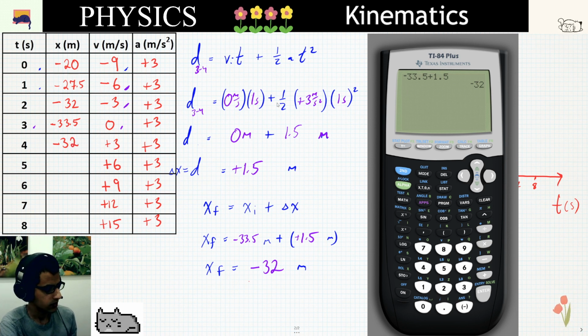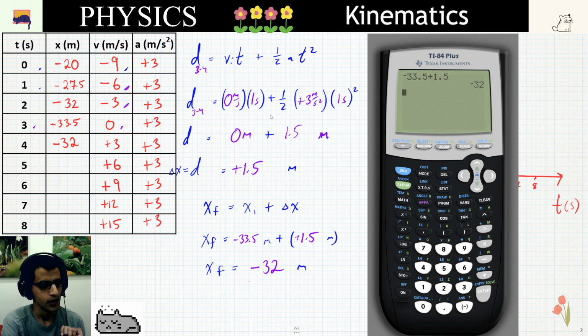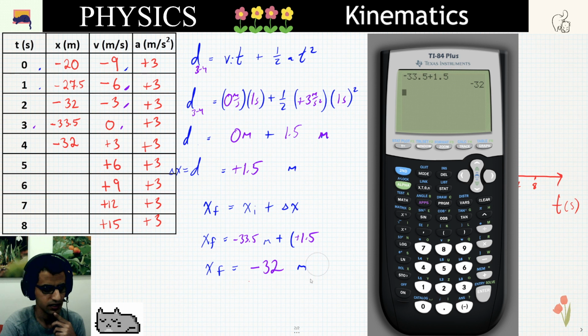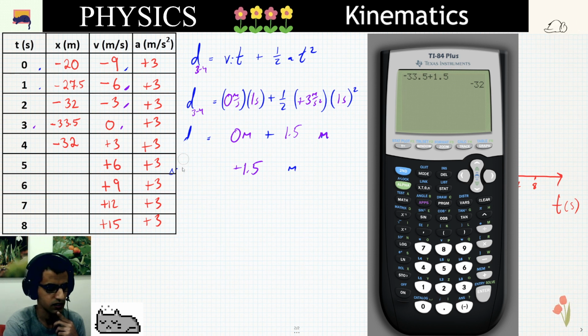Now, of course, I would recommend only using one method for finding the positions for this position column. I'm just showing you different ways that you can go about doing this. Okay, so we have to now do this 4 more times. I'm going to use the average velocity equation because I think it's the simplest one to use.